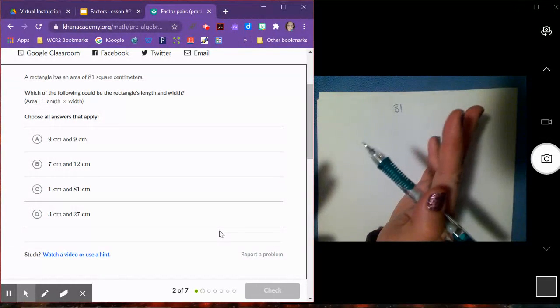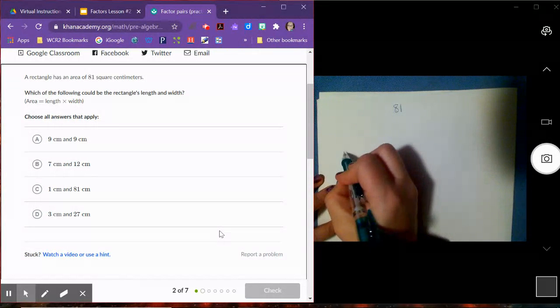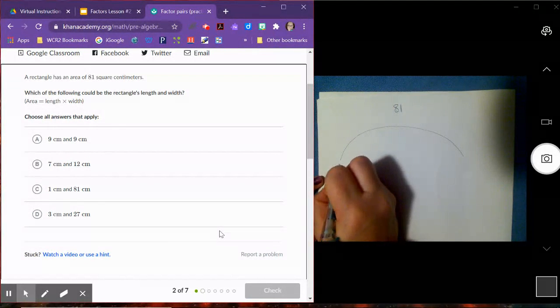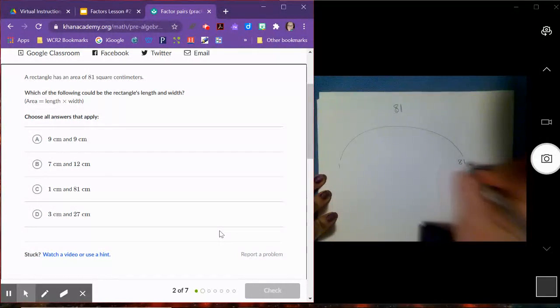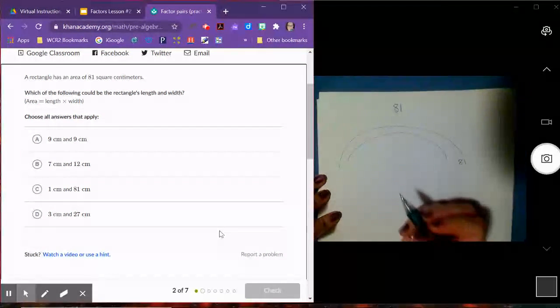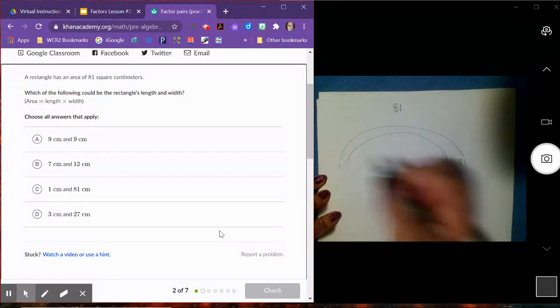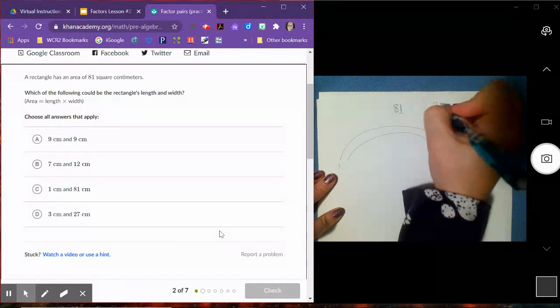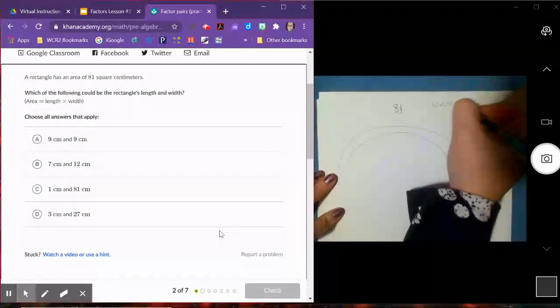We're not even going to worry about the answers right now. We're just going to factor it out. So I'm going to factor rainbow this bad boy. We always start with 1 and the number, right? Then we go ahead and make our next search. Well, can 2 be a factor? Is the ones place a 0, a 2, a 4, a 6, or an 8?